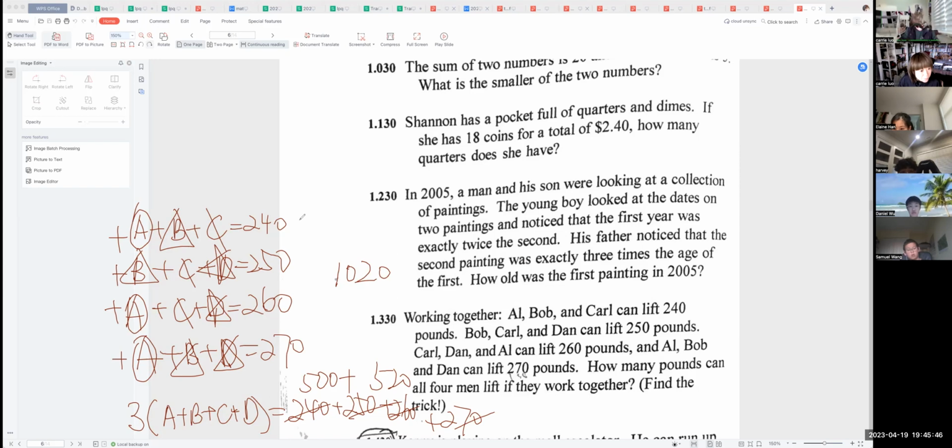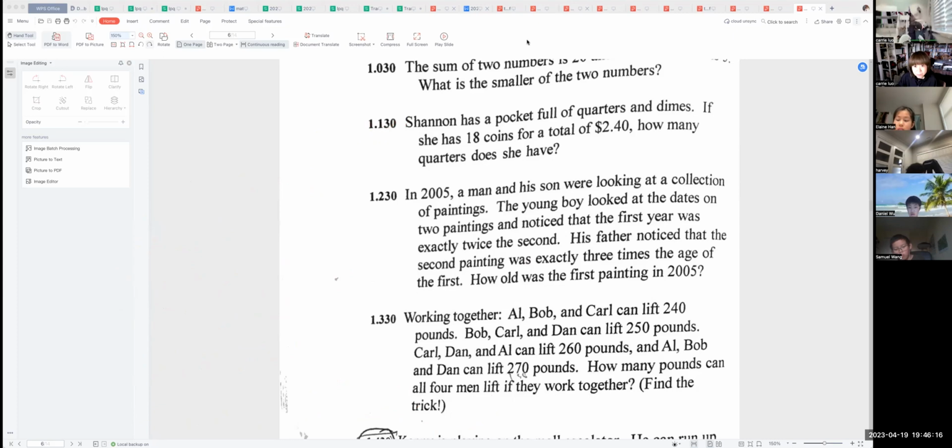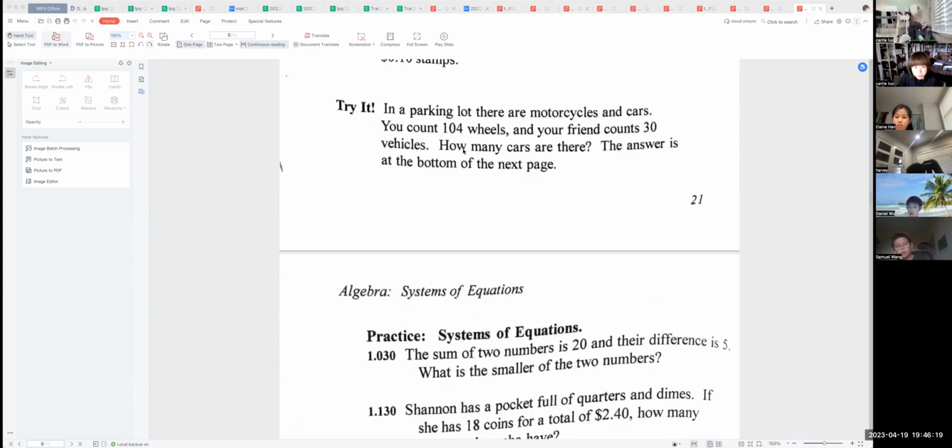Get it? Okay, so 3, all of them equals 1020. So A plus B plus C plus D equals what? Equals 340. How many tons can all 4 men lift if they work together? 340. Get it? Okay, so all you need to do is just to step a little bit back, everybody. Look at the equation. Try to find out the secret inside the equation. Understand, everybody? Okay, pretty easy, okay?